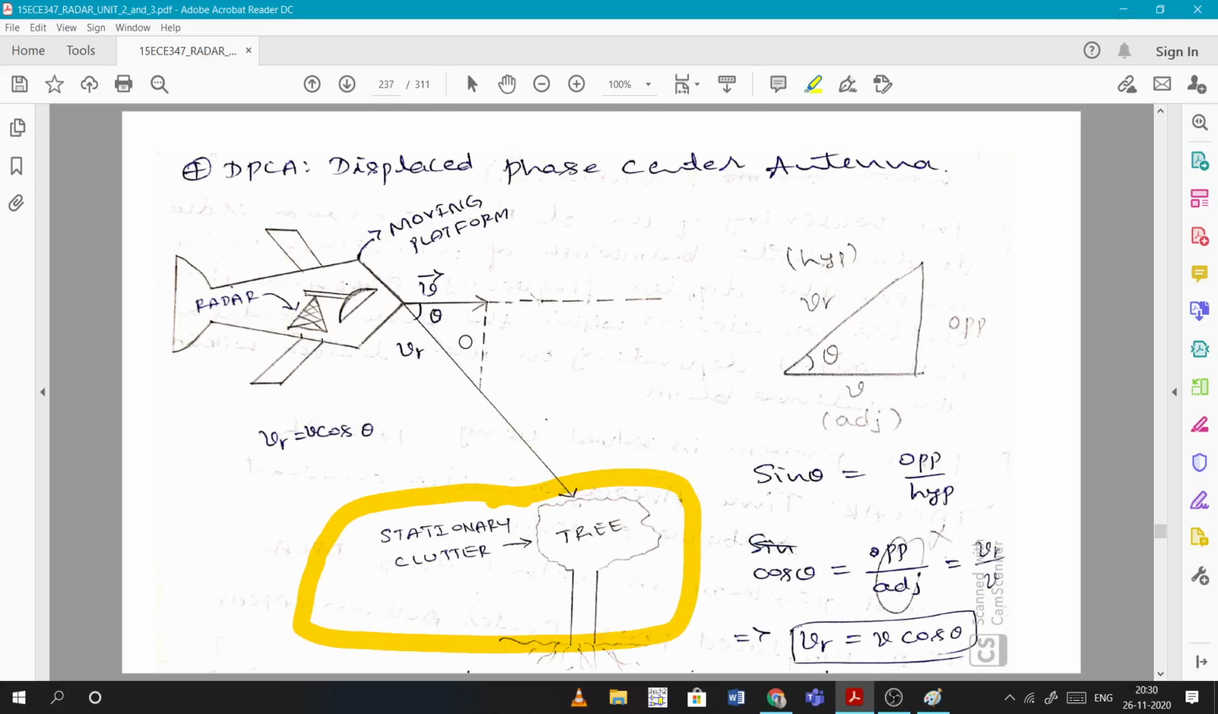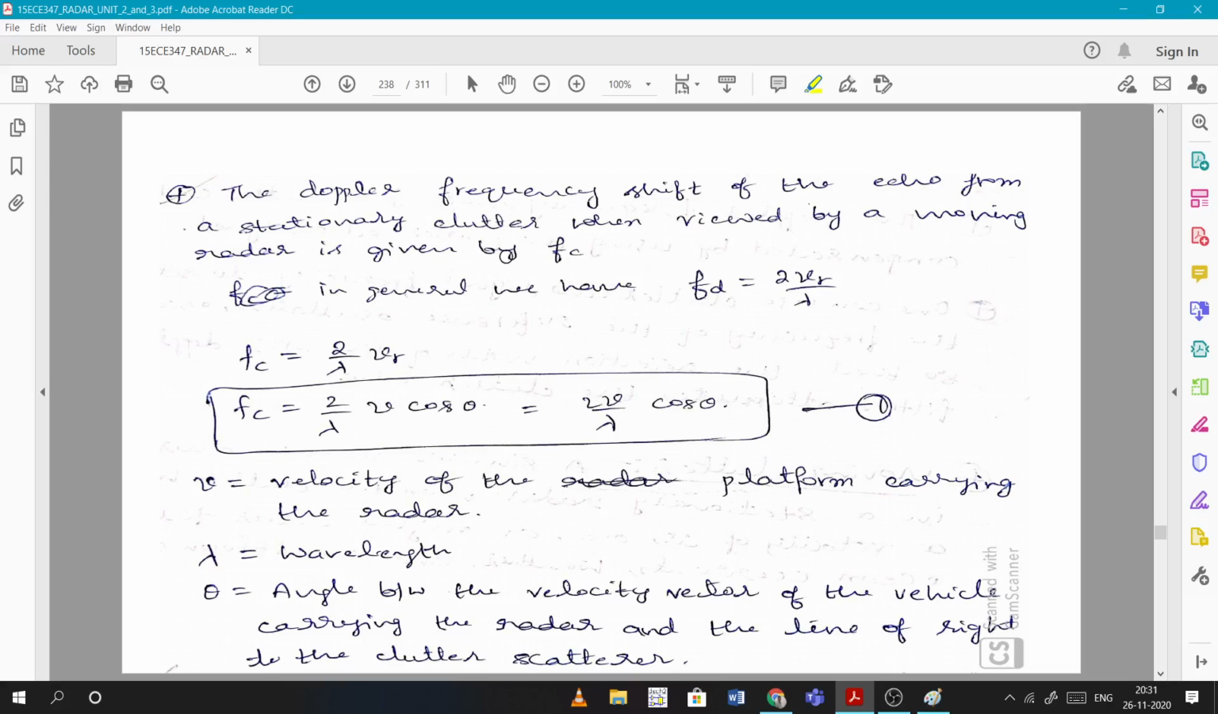Let us take a tree. When you are moving, in the direction of the tree the velocity of the airplane is Vr, and that Vr is v cos theta. So what is the Doppler frequency shift of the echo from the stationary clutter when viewed by the moving radar? We call that Doppler shift for a stationary clutter when received by a moving radar Fc. Previously we called it FD, where in general FD is equal to 2 Vr by lambda. That same FD is replaced with Fc.